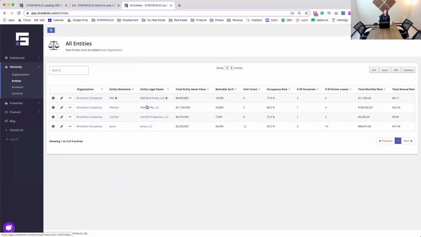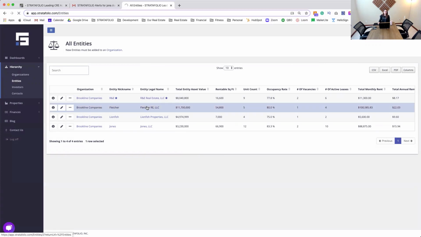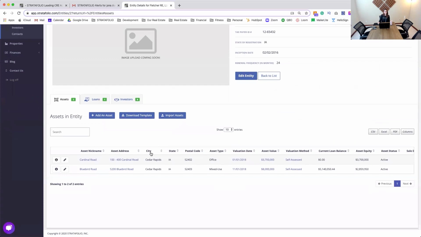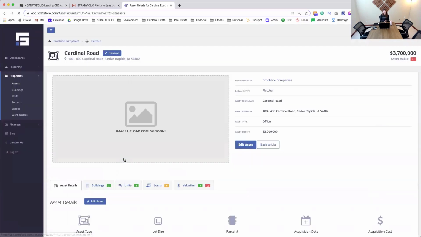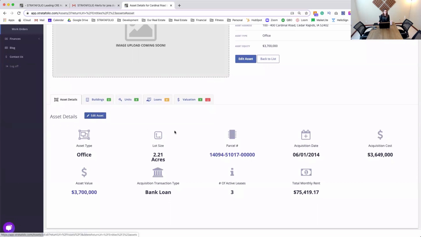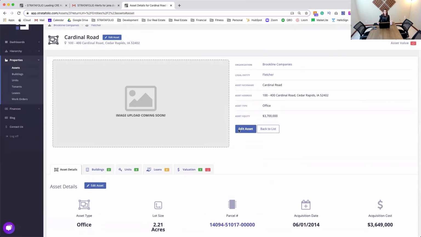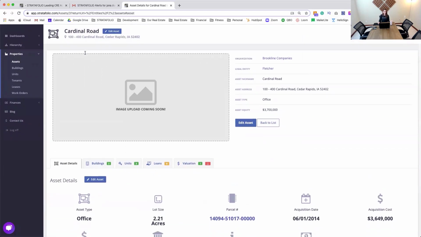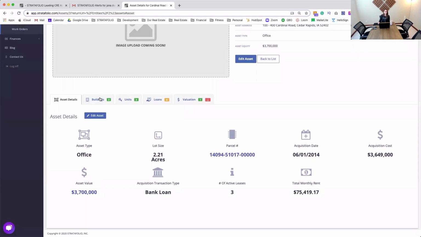And then if you dig deeper, you will see all of the assets that are associated with this entity. And here, then you can dig into the buildings that are in this property. Everything has hyperlinks, so you can just keep drilling down and go back through that. So at Cardinal Road, there are 2 multi-family buildings.